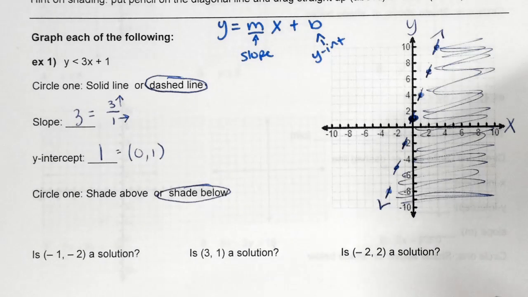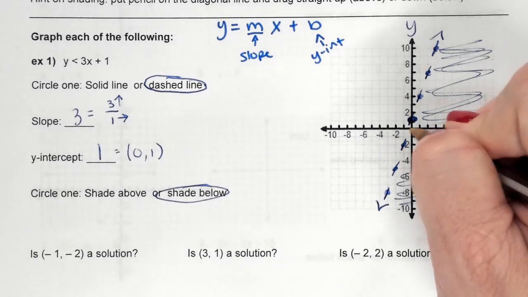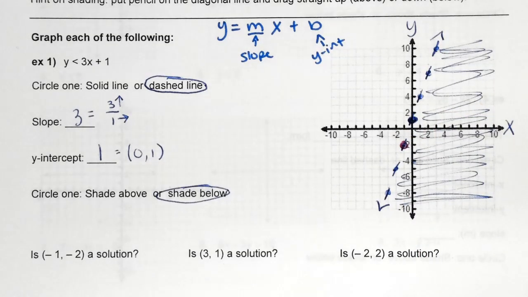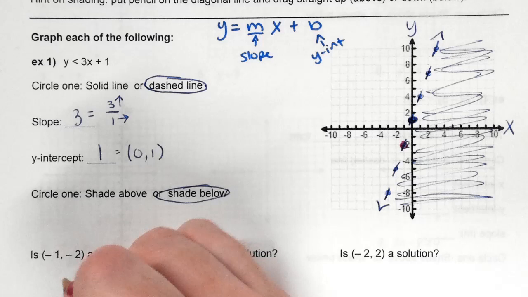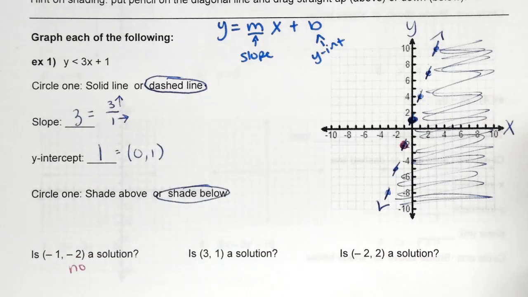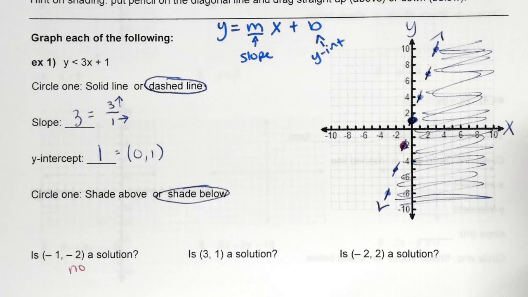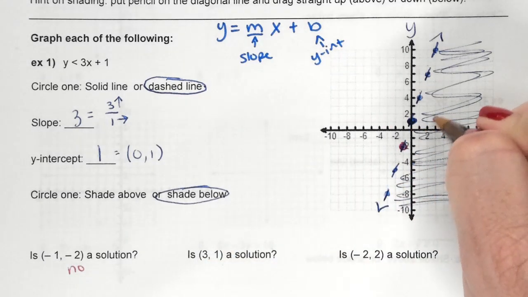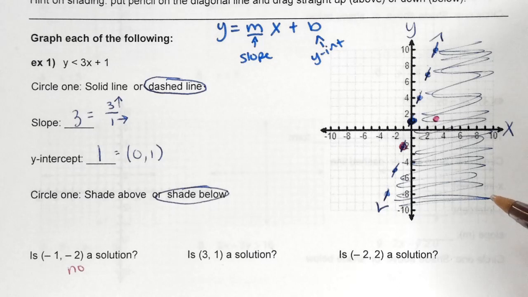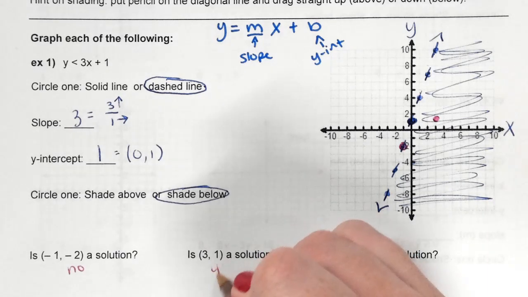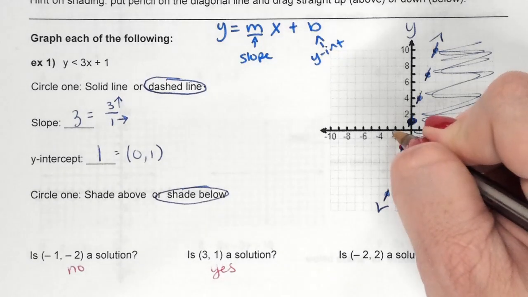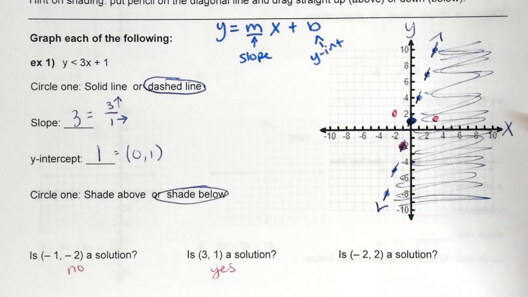Now it's asking if these are solutions. So if I have (-1, -2), is that a solution? No, why not? It's on a dashed line. It is not a solution. Okay, well then I have (3, 1), so over 3, up 1. Is that a solution? Yes, because it's in the shaded area. Shaded area and solid lines hold your solutions. So then I have (-2, 2). Is that a solution? No.